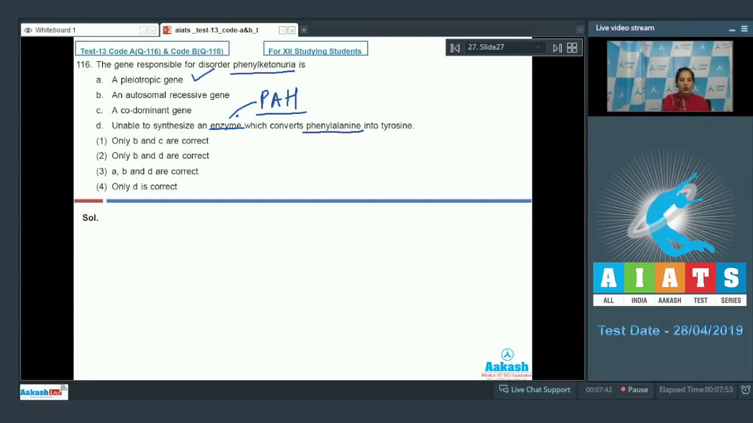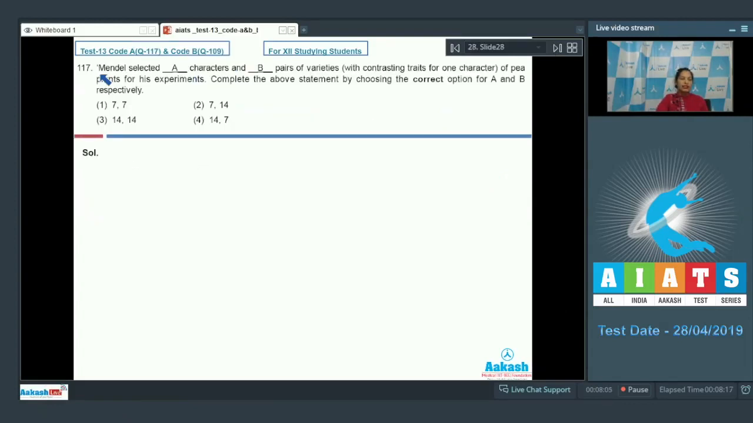Yes. As I said, it is an autosomal recessive disorder. So, the gene is autosomal recessive. Yes. This is also correct. It is not the codominant gene. Only C is incorrect, or A, B, D are correct. So, the correct option for the given question is option number 3. Let's move to the next question.